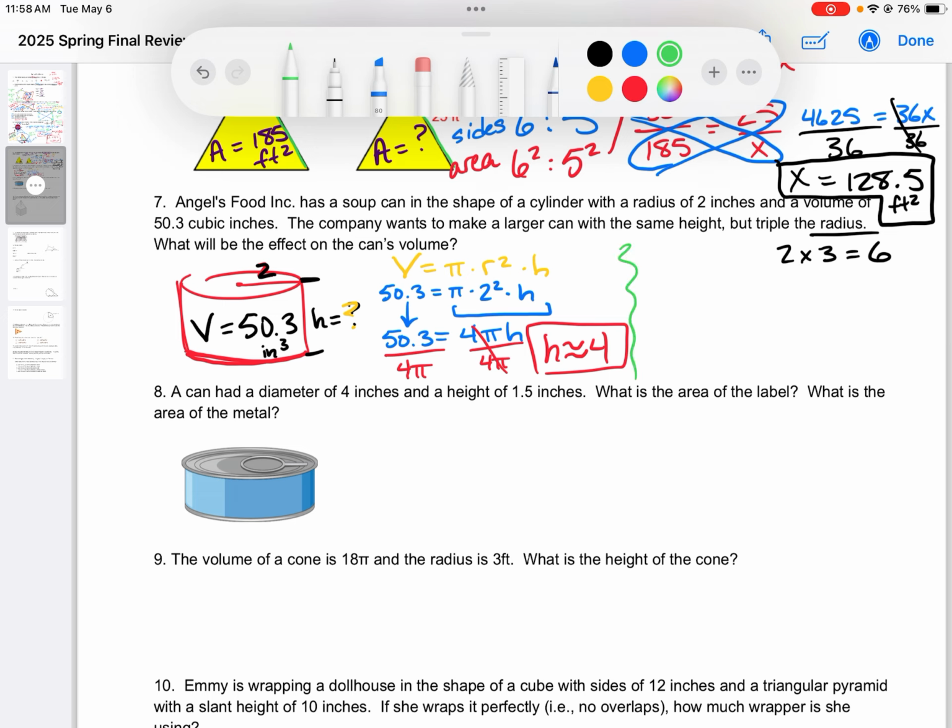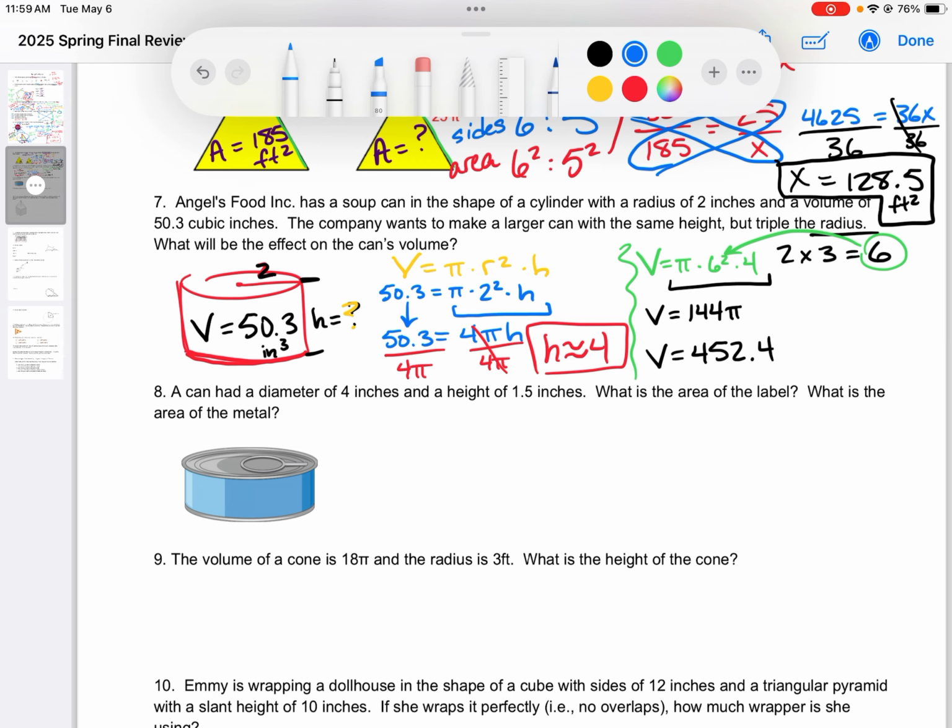Now, what we want to see is how the original volume of 50.3 compares to our new volume. So our new volume is going to be pi times 6 squared times 4. The reason we're using 6 squared now is because we tripled our radius. And when we multiply this out, 6 squared is 36. 36 times 4 is 144. And then times pi is 144 pi. Now, if you type that fully into your calculator, 144 pi, you get that the volume is 452.4.